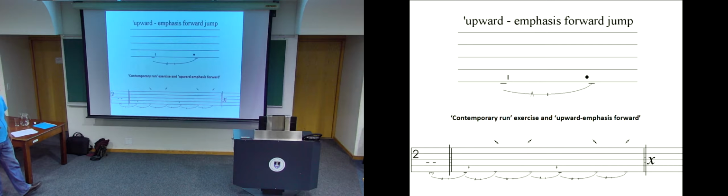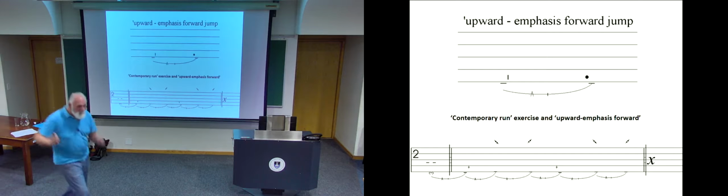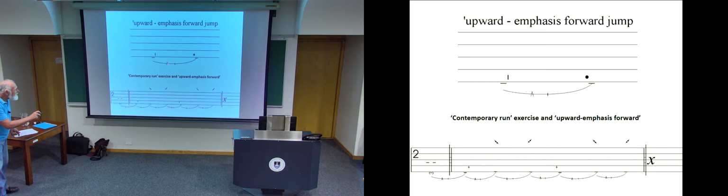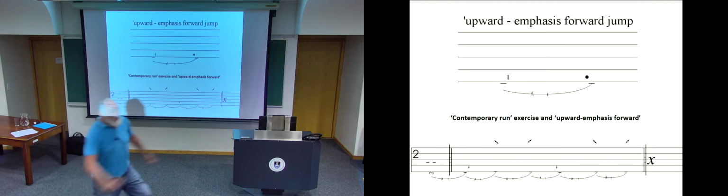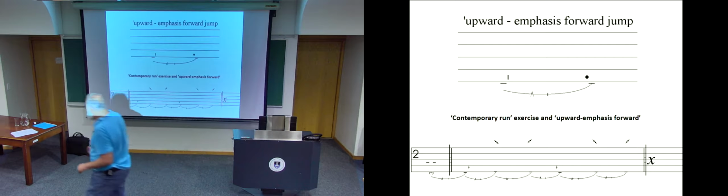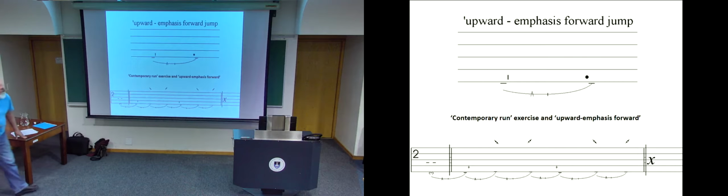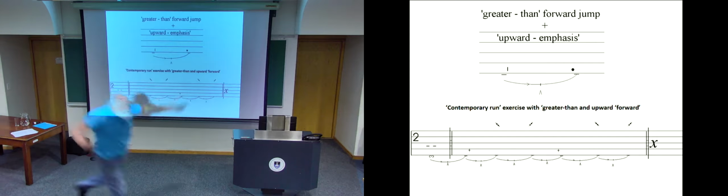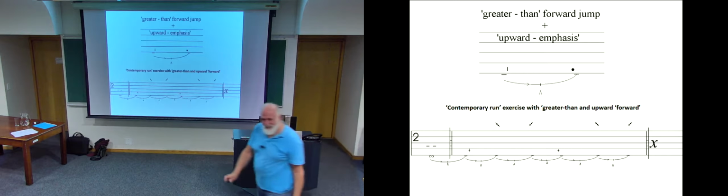Okay. And now we've got a normal forward one which goes. But now it says with upward emphasis. This little sign means with upward emphasis. So you're actually going to go, so it's a different dynamic again. And here we've got greater than and upwards. So that goes, it's like you're running like hell.